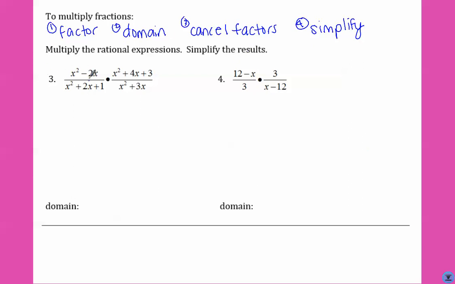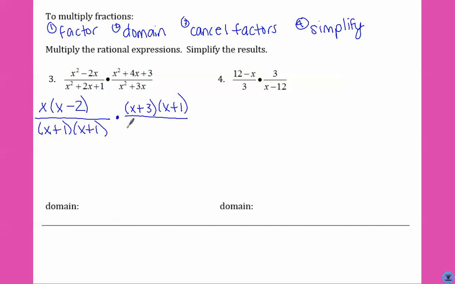All right, so let's start by factoring all 4 pieces, both numerators and both denominators of these 2 fractions that are being multiplied. The first numerator just has a common factor of x to factor out. The first denominator factors to x plus 1 times x plus 1. And that's going to get multiplied with this, which factors to x plus 3 and x plus 1. And then we have a common factor of x times x plus 3.